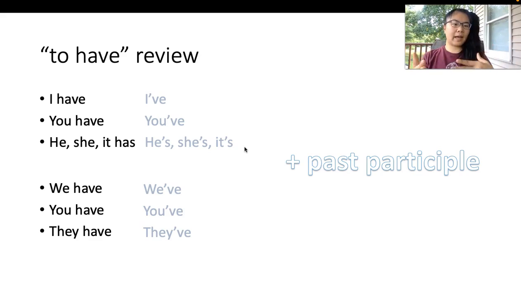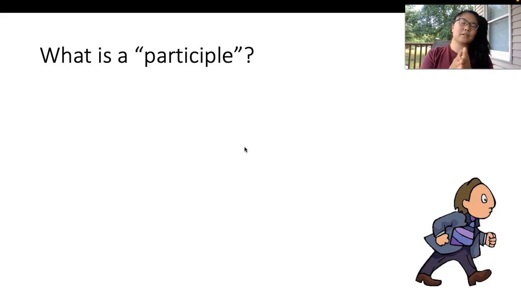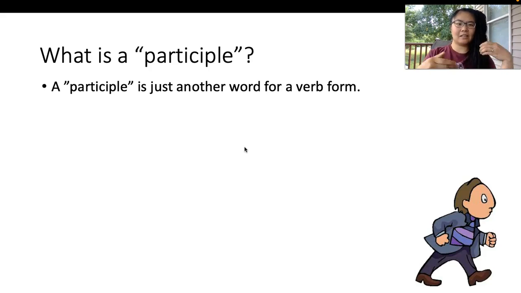So a review of to have, if your students need, running through the different conjugations or forms. And then again, just to highlight, the apostrophe S means has instead of is in this case. So this is where I need to focus on pronouncing participle. So what is it? It's just another word for a verb form. It's like a fancier word.